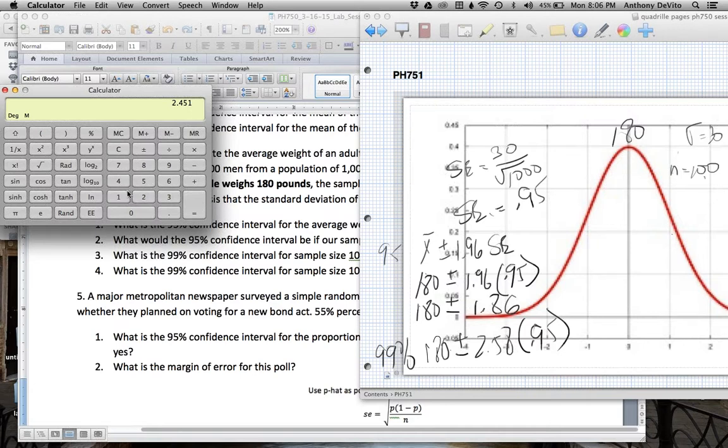So it's going to be equal to 180 plus that, which is going to be 182.245. And our lower limit is going to be 180 minus 2.45, which is 177.56.